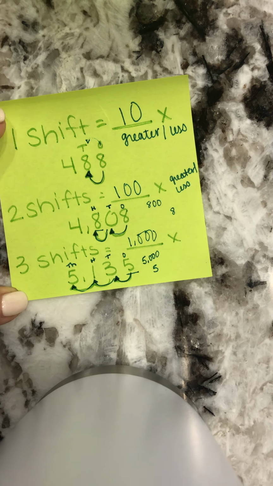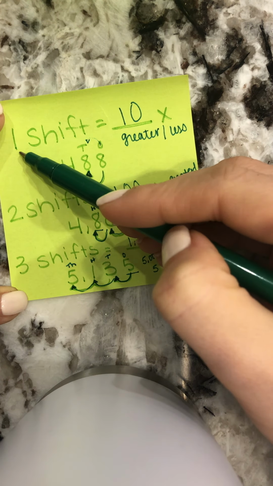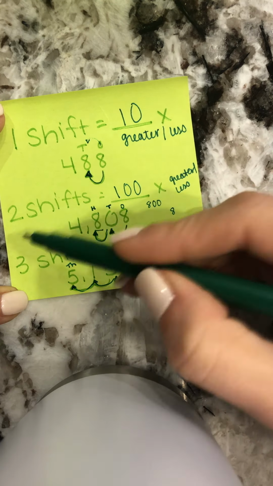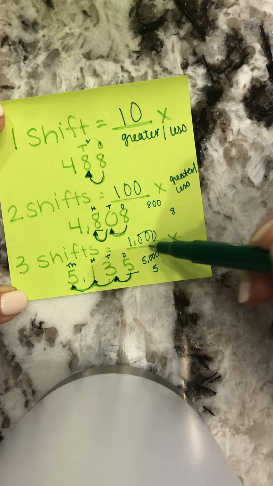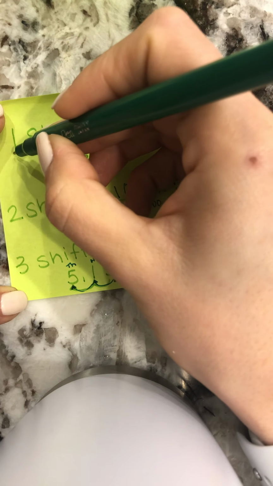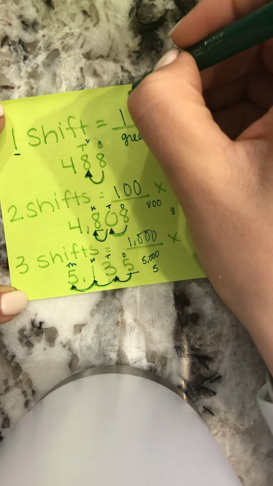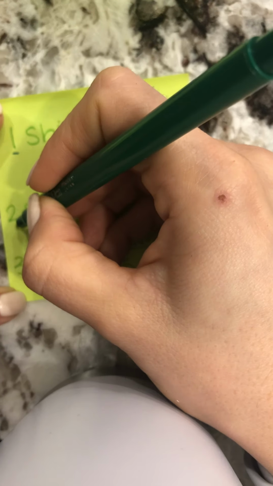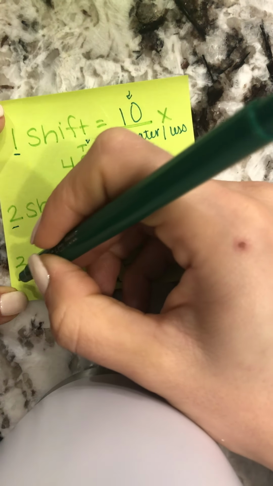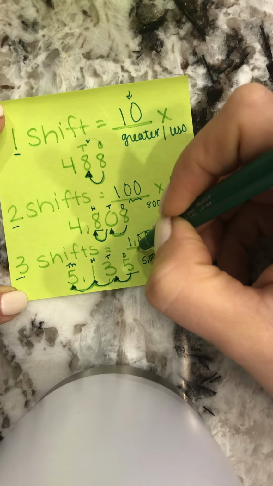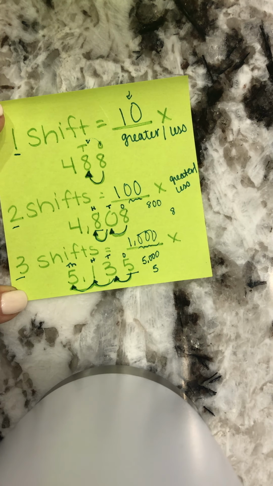1,000 times. You got it. So look here. 1 shift is 10 times. 2 shifts, 100 times. 3 shifts, 1,000 times. I notice the number of shifts is the number of zeros. That's like a little memory trick we can use.